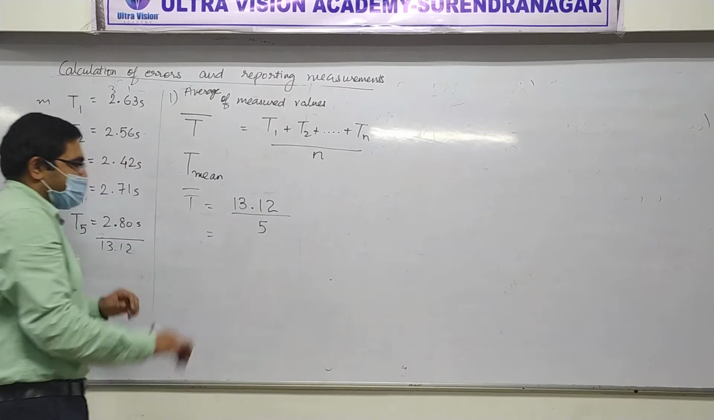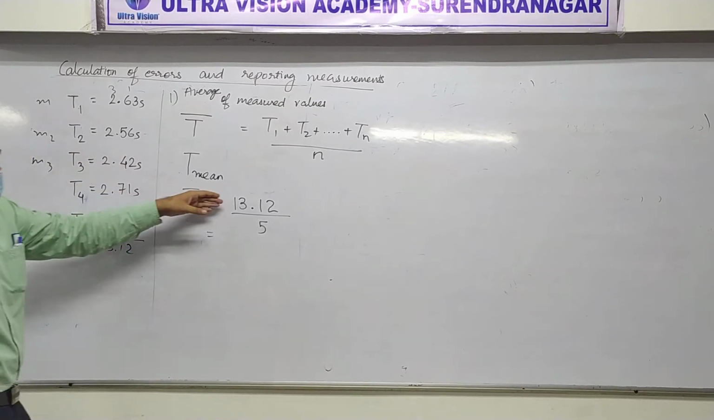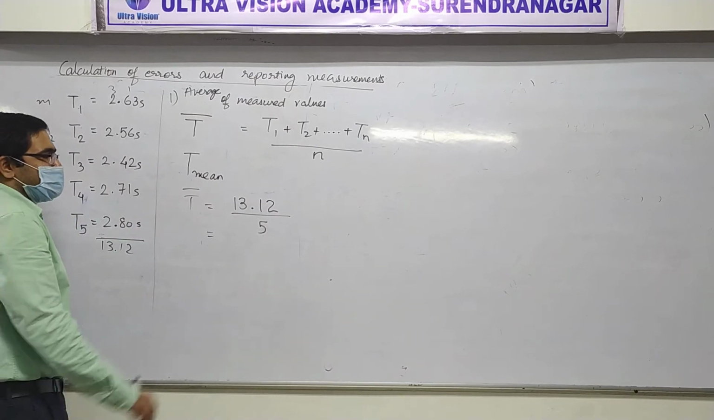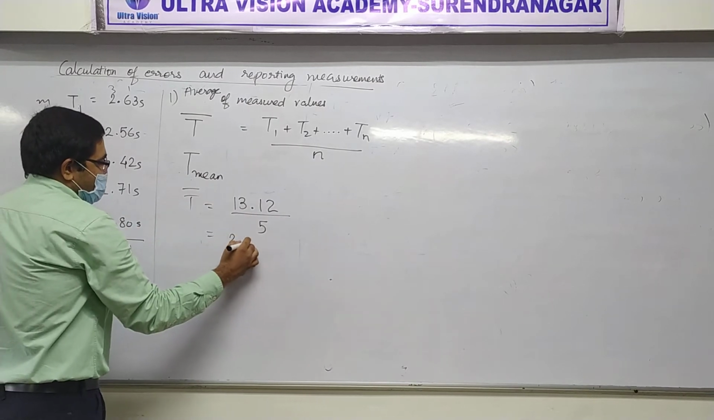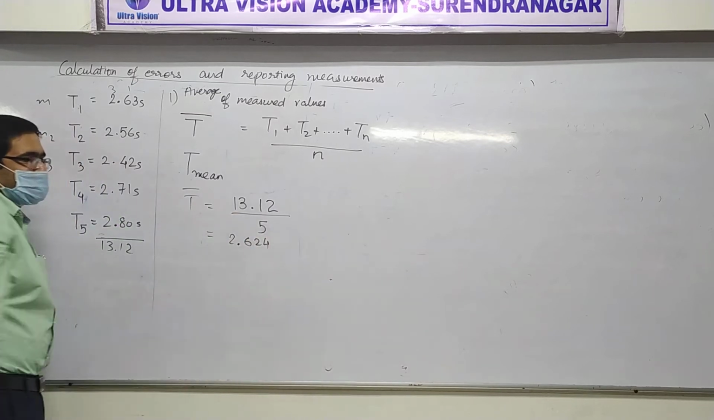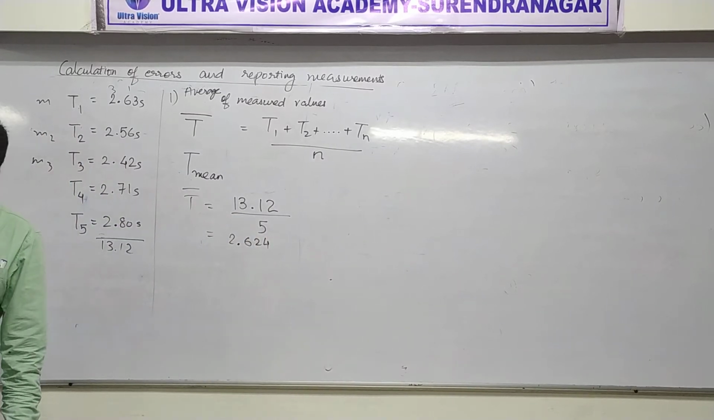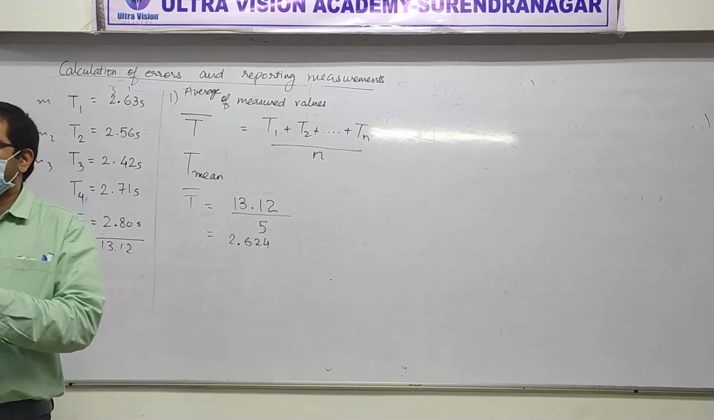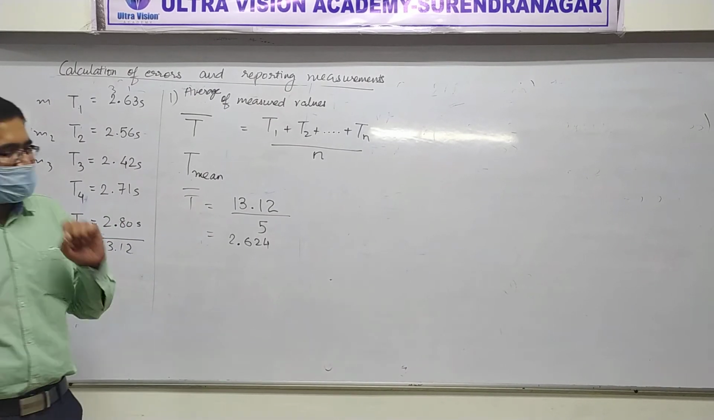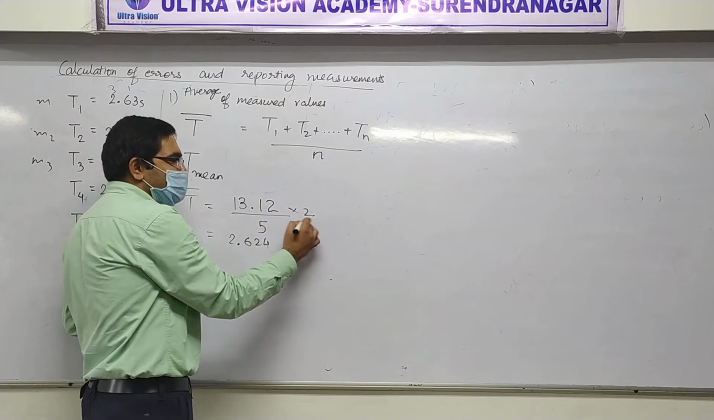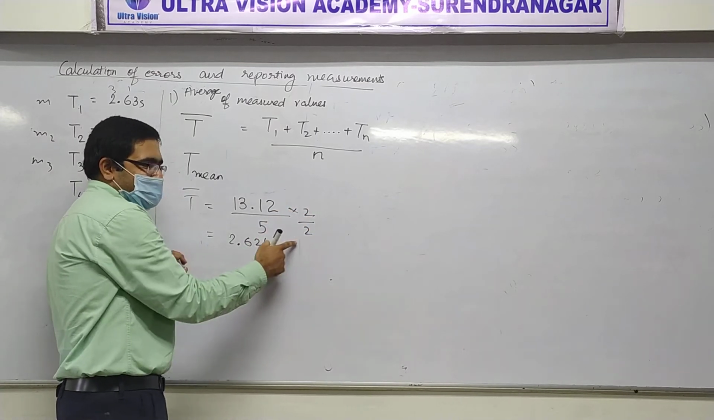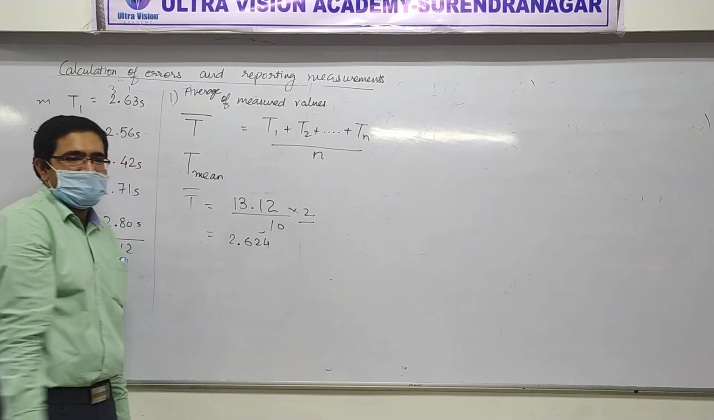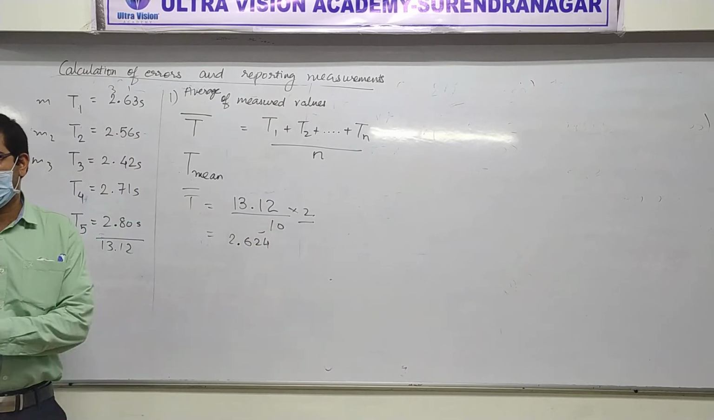So if you divide it, this looks like it has 4 significant figures. Correct? So what do we get by division? 2.624. Clear or not? To be very frank, I didn't divide by 5. You should never divide by 5. Instead, just multiply by 2. 2 into 5, 10. Multiplying by 2 is so easy, isn't it? 13 to the 26, 12 to the 24.